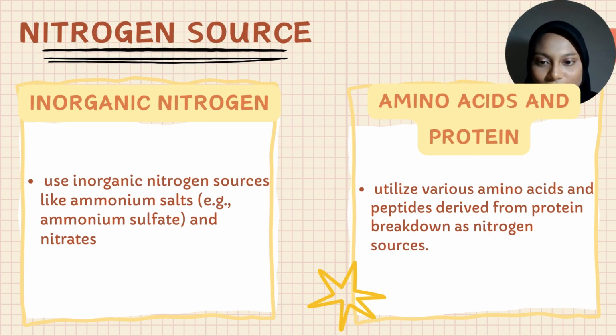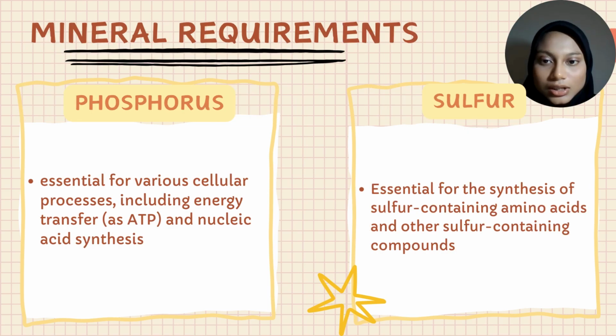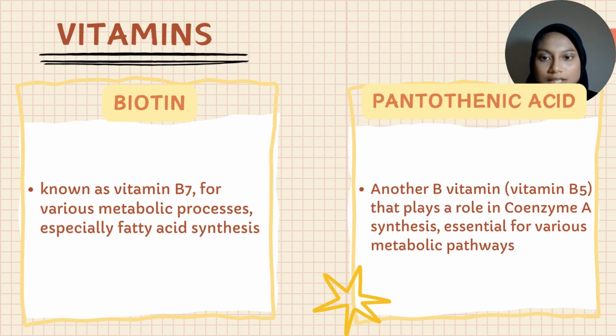The second nutrition is nitrogen source. Inorganic nitrogen: it uses inorganic nitrogen sources like ammonium salts, for example ammonium sulfate, and nitrates. Second, amino acids and protein: it utilizes various amino acids and peptides derived from protein breakdown as nitrogen sources. The third nutrition is mineral requirements. Phosphorus is essential for various cellular processes, including energy transfer as ATP and nucleic acid synthesis. Second, sulfur is essential for the synthesis of sulfur-containing amino acids and other sulfur-containing compounds.